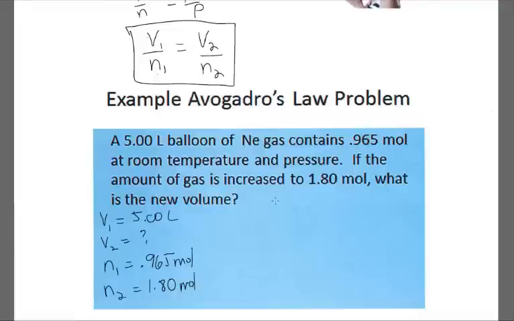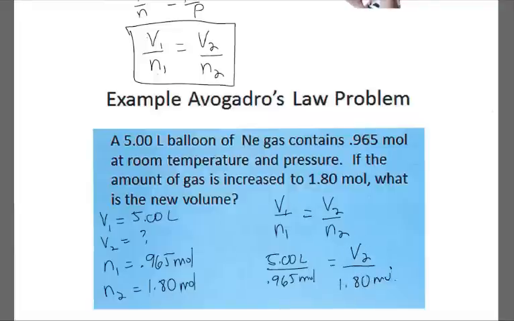All right, so let's set up our equation. V1 over N1 equals V2 over N2. So we get 5 liters over 0.965 moles equals, we don't know V2, and that's over 1.8 moles. You can solve for V2 with a little algebra and get 9.33 liters for the second volume.